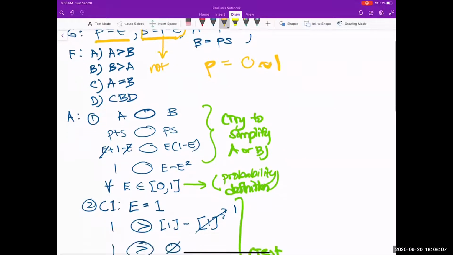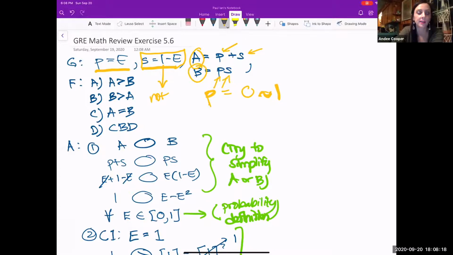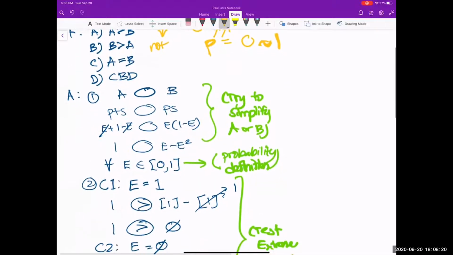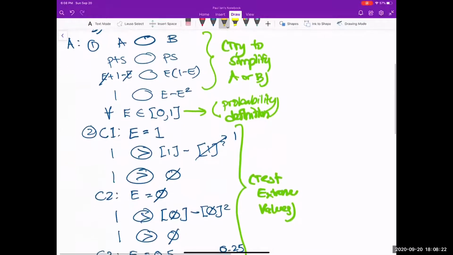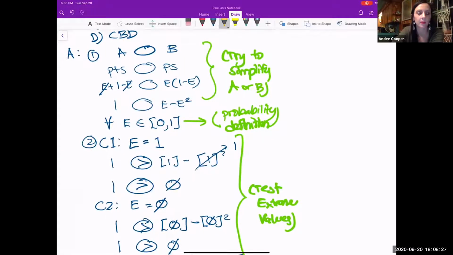Okay, so with that, now you have P plus S equals A, and P times S equals B. So you put both of these in terms of E. Exactly. So E plus 1 minus E is something to E times 1 minus E. So 1 is something to E minus E squared.